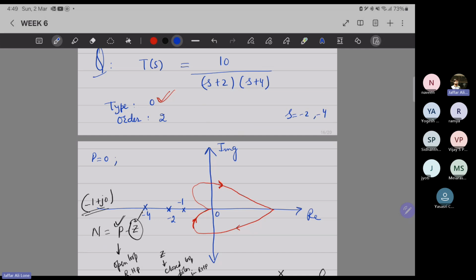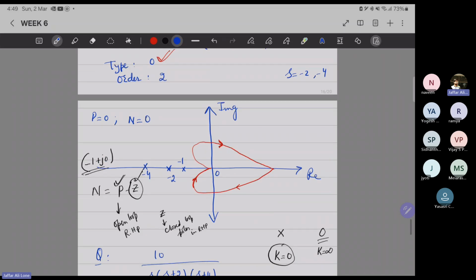It means my N is 0. When my N is 0 and P is 0, what is the value of Z? 0, right? So if there are no encirclements, it means the number of closed loop poles in the RHP is 0. It means my system is stable. So this is a stable system.